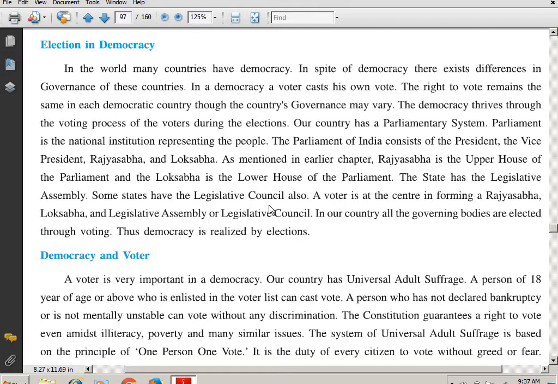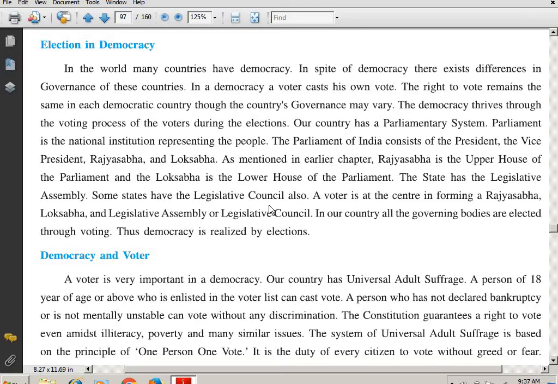Some states have a legislative council also. What is that? The other house of the legislature is called the legislative council. Example: Bihar, Maharashtra, Karnataka, Uttar Pradesh, Tamil Nadu, etc.